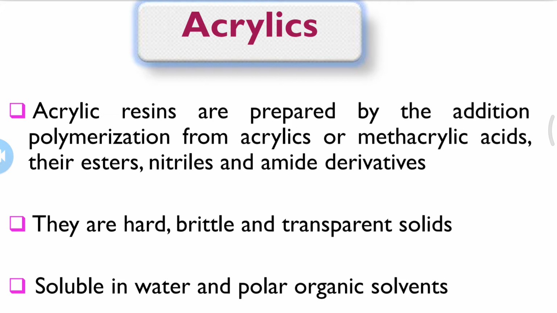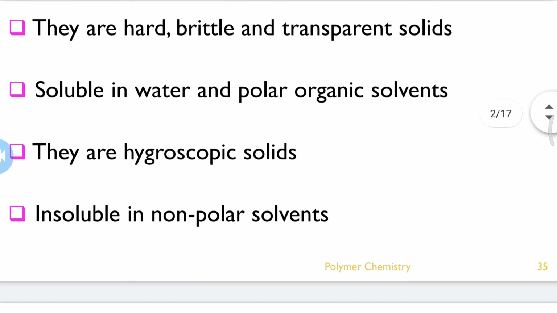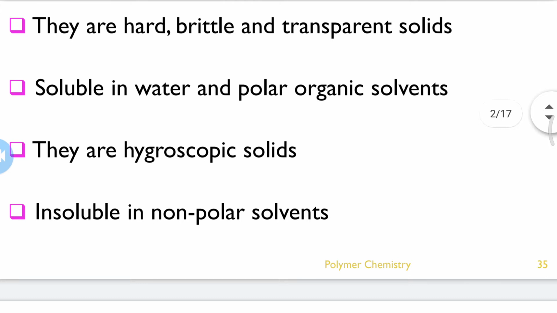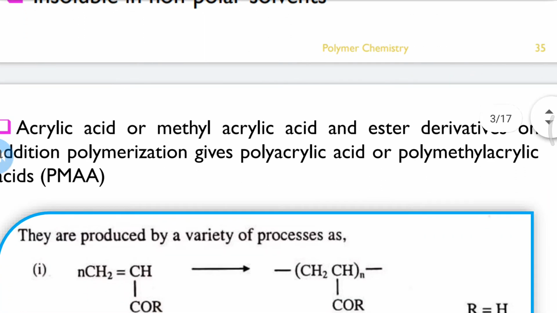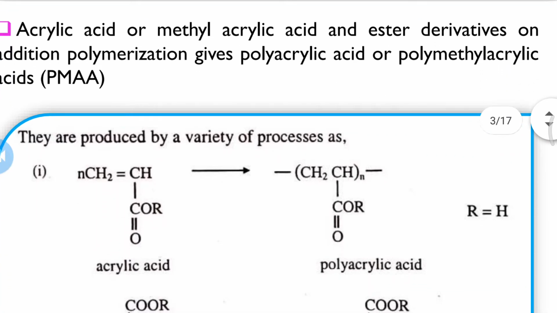Okay, so acrylics are hard, brittle and transparent solids. These acrylics are soluble in water and polar organic solvents. They are hygroscopic solids, insoluble in non-polar solvents. So these are the properties of acrylic polymers.